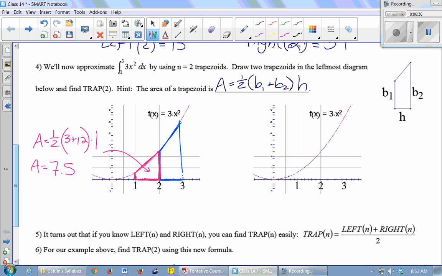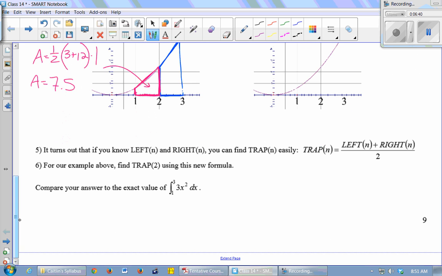Is that right? I could always check. I'm just going to double check by doing this. So this is a height of 3, so that's 3. And then this triangle, that whole thing's 12 minus 3, so this is 9. So this is 4.5. Yeah, 7.5.